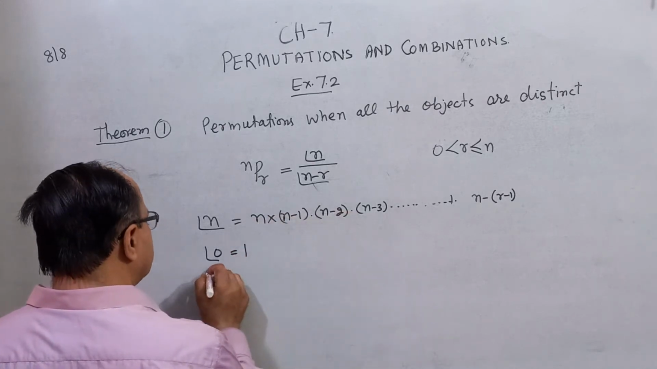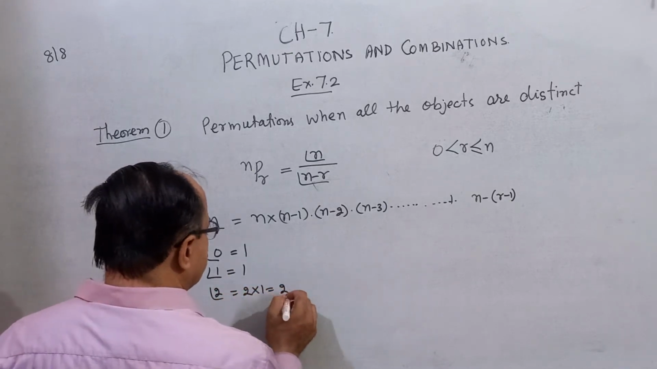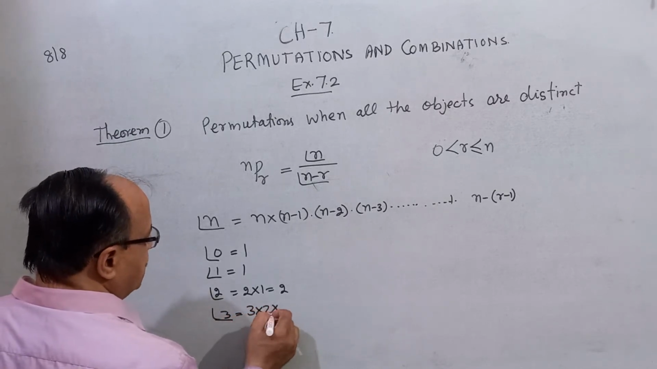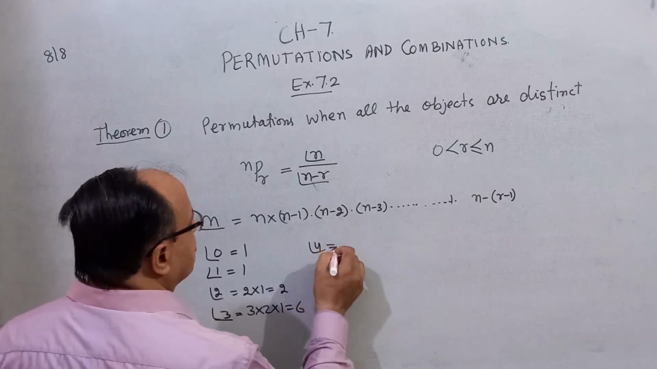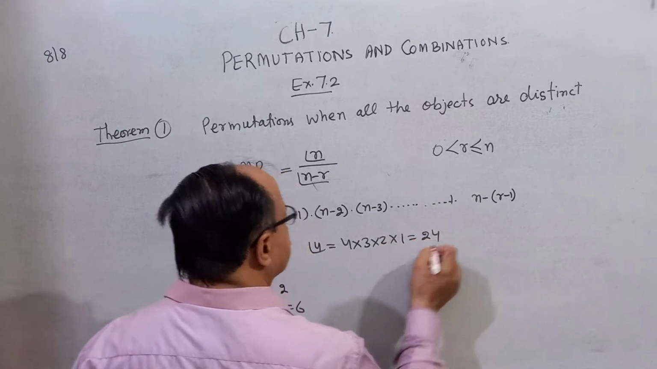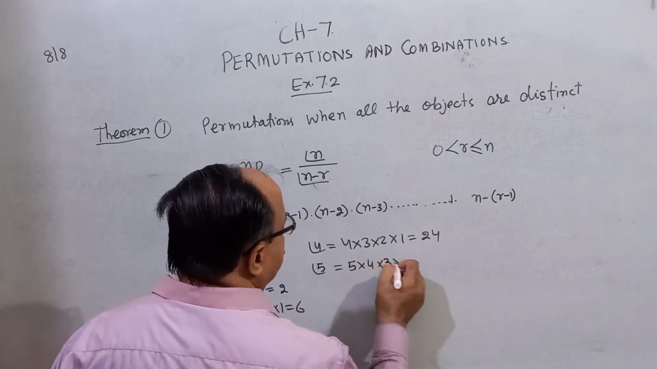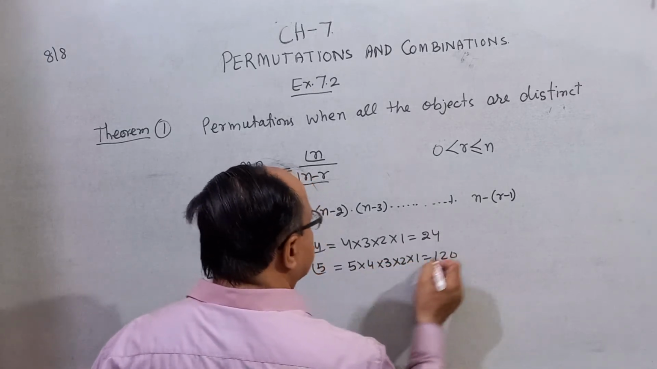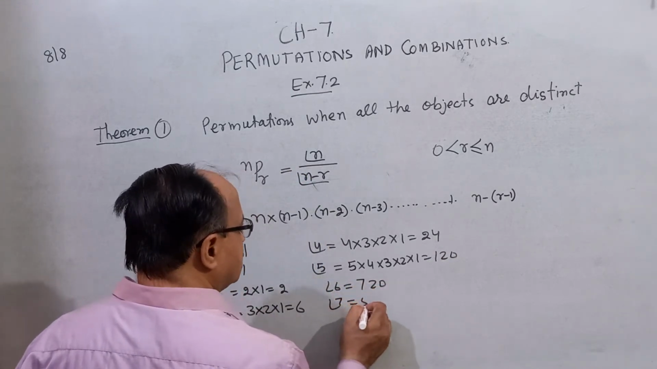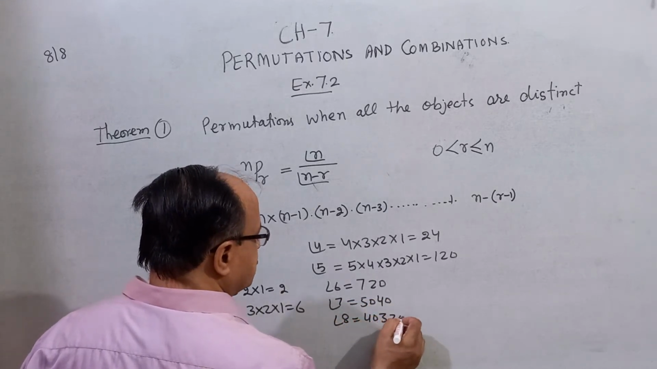0 factorial we consider 1, 1 factorial is 1, 2 factorial is 2 into 1, that is 2, 3 factorial is 3 into 2 into 1, that is 6, 4 factorial is 4 into 3 into 2 into 1, that is 24, and 5 factorial is 5 into 4 into 3 into 2 into 1, that is 120. Similarly 6 factorial is 720, 7 factorial is 5040, and 8 factorial is 40320.